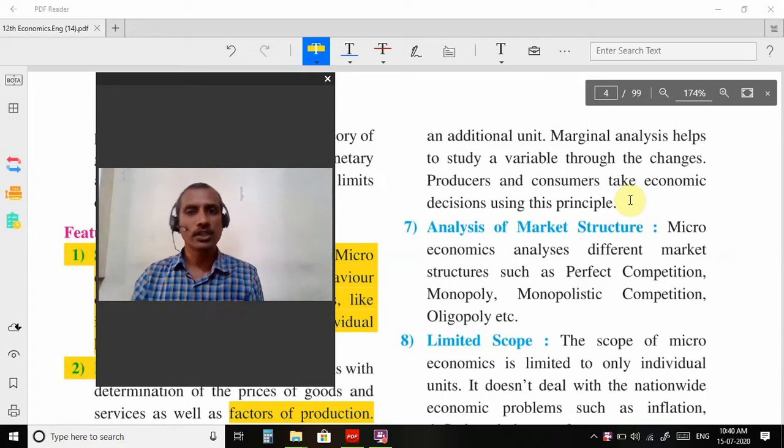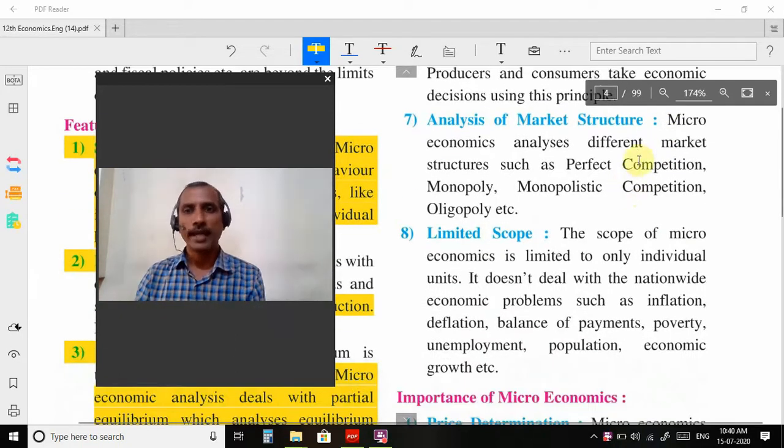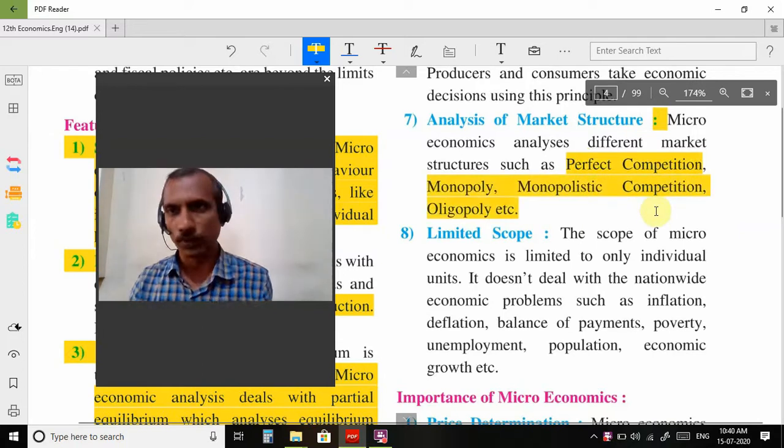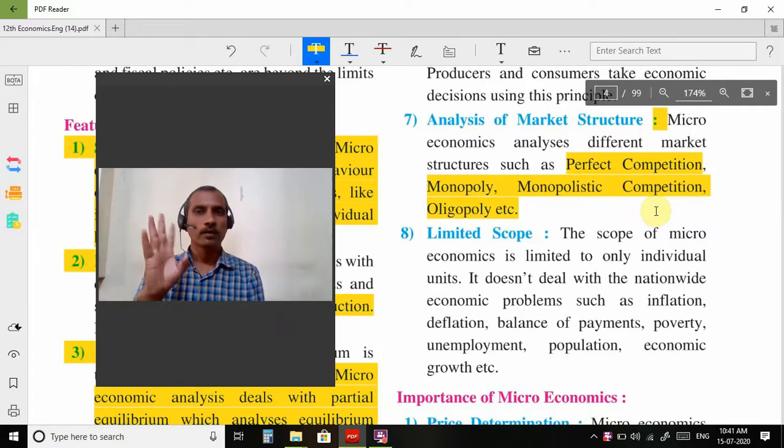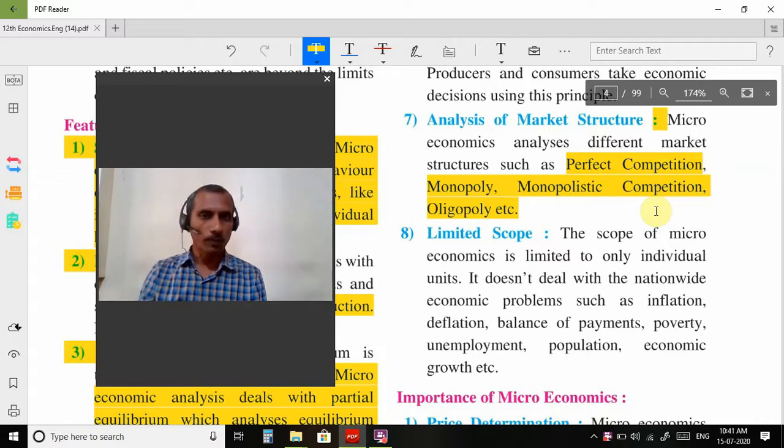So this we study in microeconomics. Analysis of micro market structure. In microeconomics, we will study perfect competition, monopoly, monopolistic competition, and oligopoly. So all these things we will study in market. Okay, forms of market. On the basis of competition we can classify markets. Perfect competition, monopoly, monopolistic competition, oligopoly. All these things we will study in detail in the topic of forms of market.